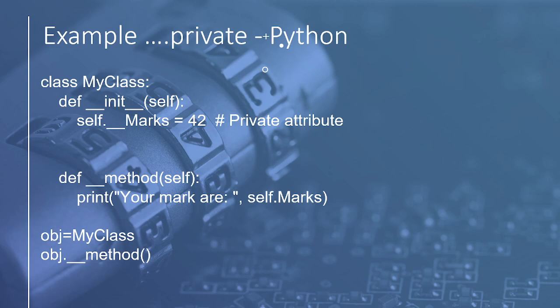So now let's come back to this. The code is modified. So we define a method, the method name is just method, and then we are calling it using an object. Double underscore for private.